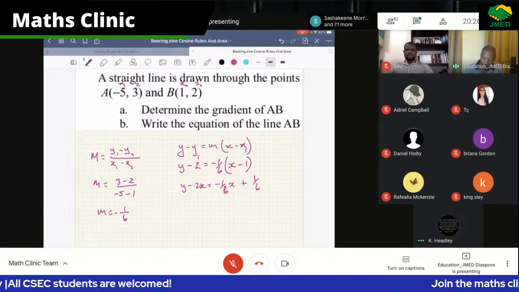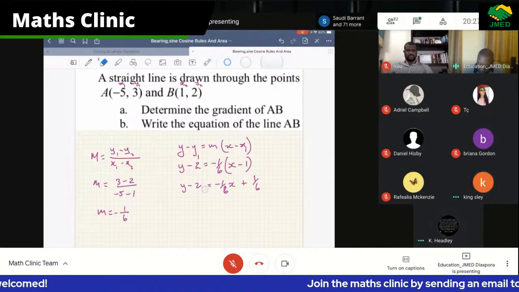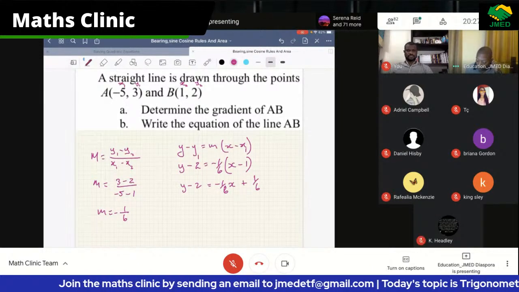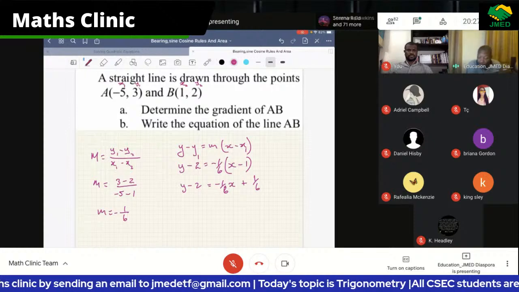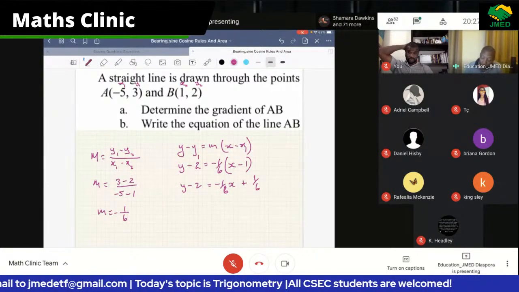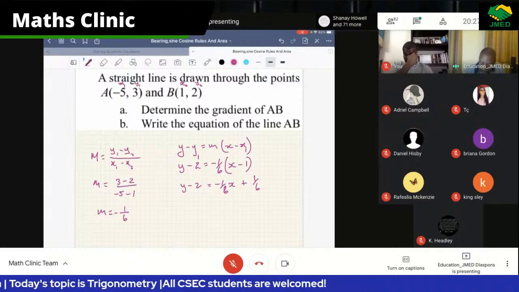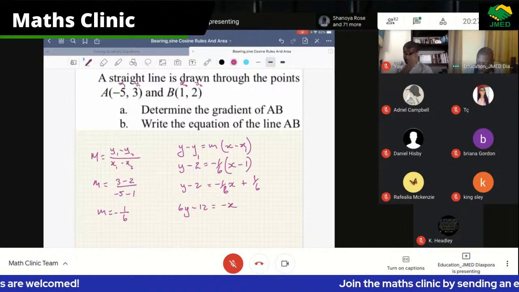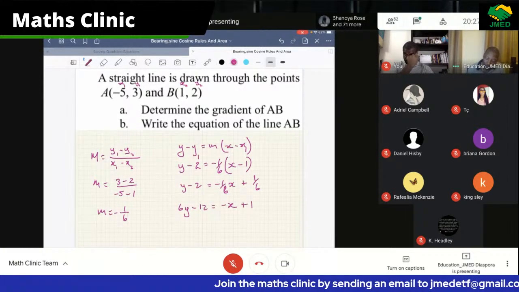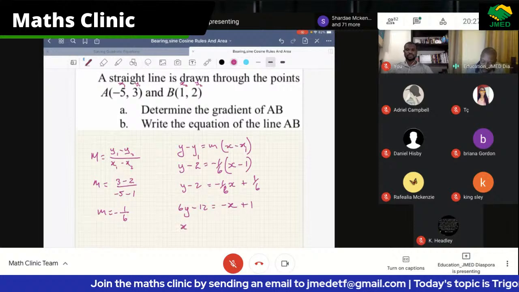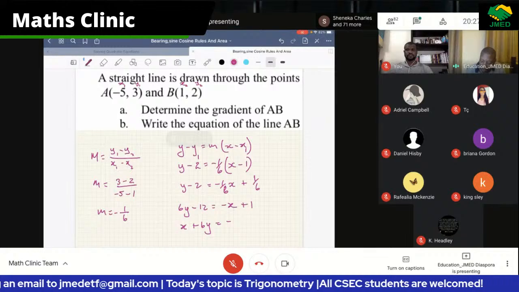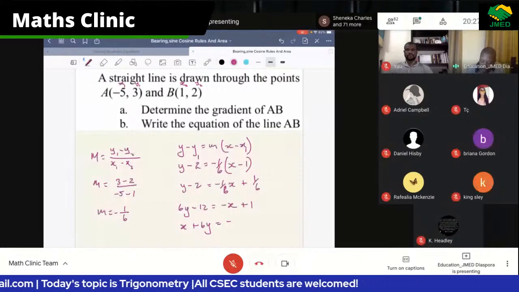Yes? So I'm going to bring the 2 over. Or I can multiply through by 6. Let's multiply through by 6 right away. And I've got 6y minus 12 is equal to negative x plus 1. Bring the x over, so it's going to be x plus 6y is equal to 13. And that's the general form.